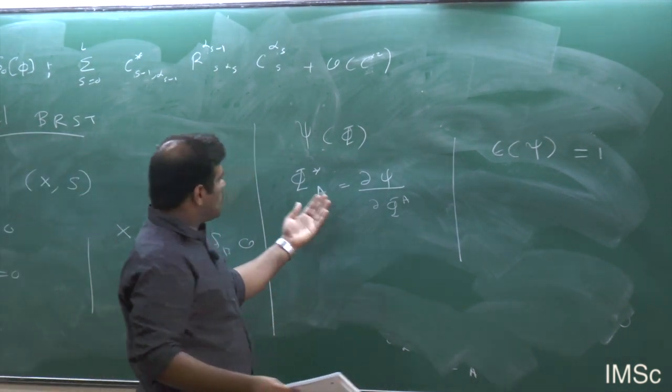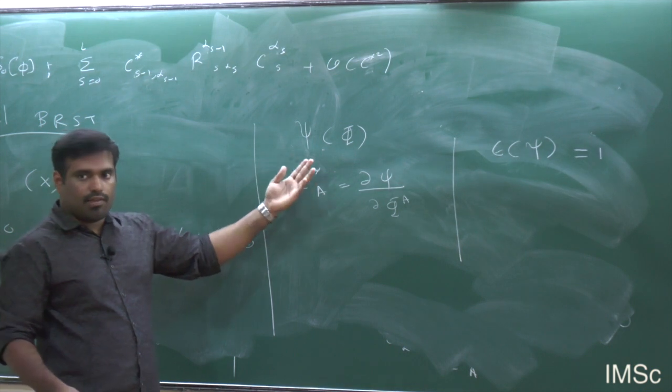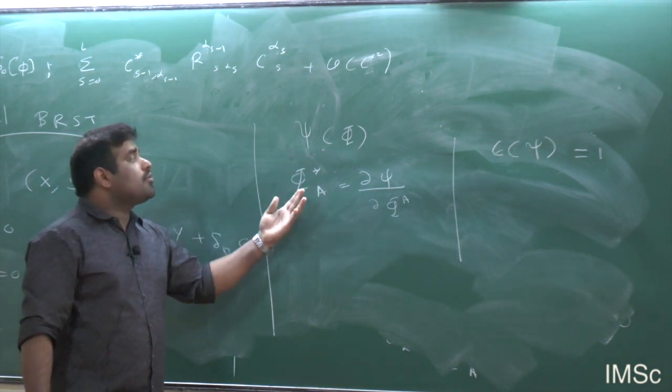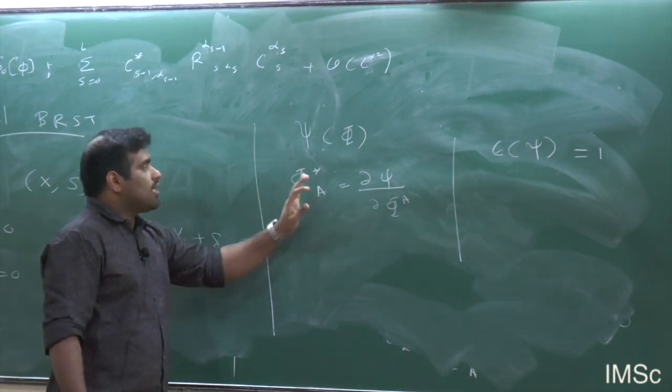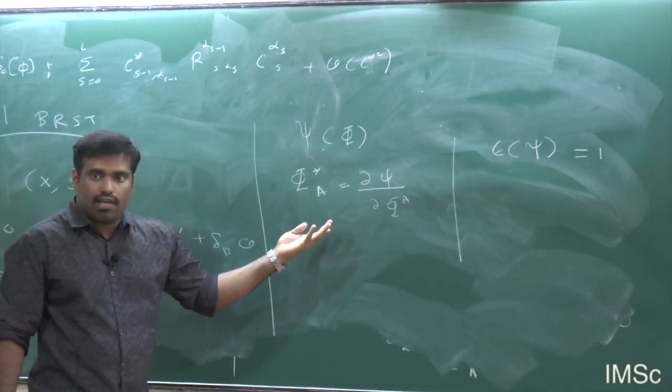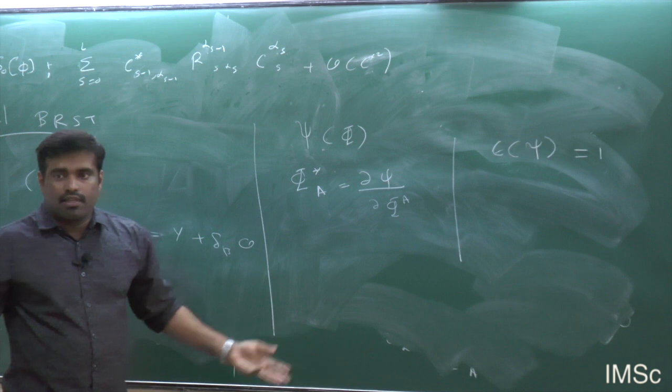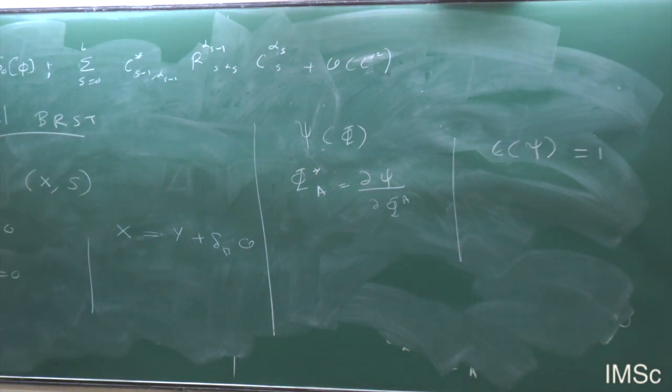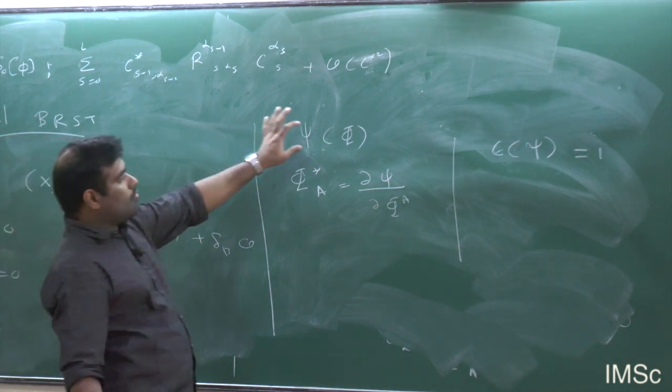So this will throw away all the Anti fields, or basically you should remember that you are not allowed to set all the Anti fields equal to 0. When you do that, you will just reproduce your classical action, and the classical action has all the gauge invariances. So that's not a good place to start quantizing your theory. So you have to assume something more general.